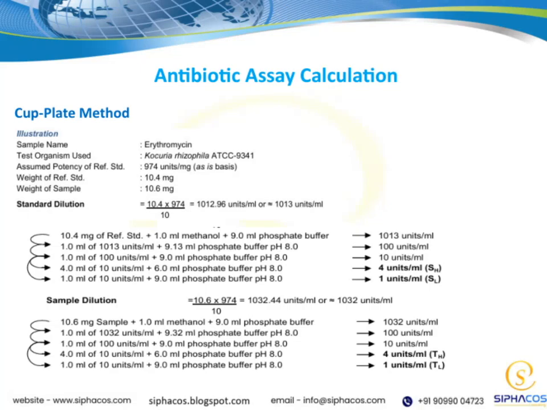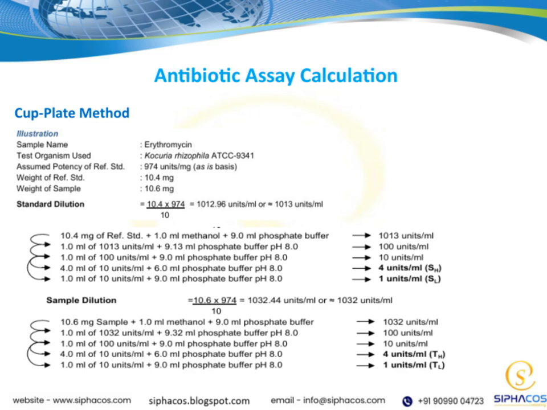Let's talk about the cup plate method, which is a fundamental technique in antibiotic assay calculation. This method helps us determine the effectiveness of antibiotics by measuring zones of inhibition around a sample. Essentially, we place a cup or well in an agar plate, add our antibiotic solution, and then observe how well it inhibits bacterial growth. The key here is to accurately measure the zone of inhibition, which indicates the antibiotic's potency.